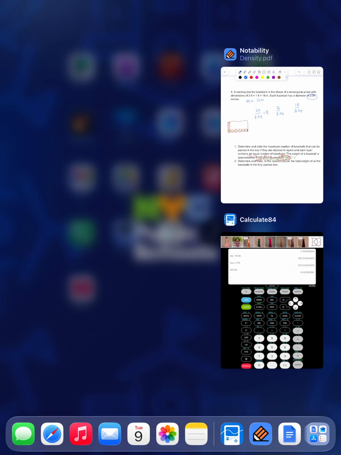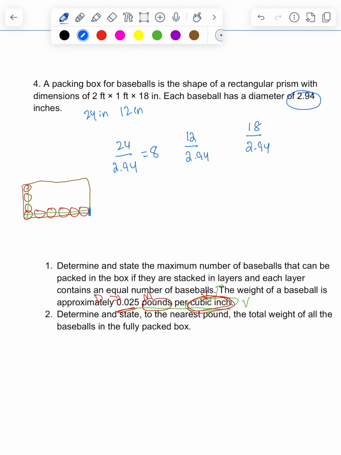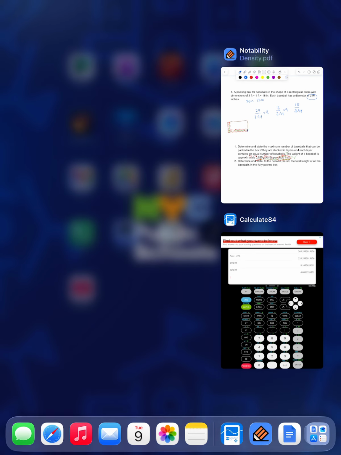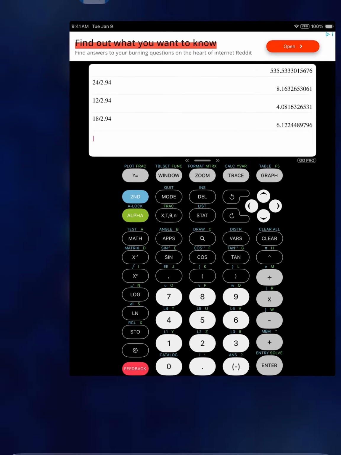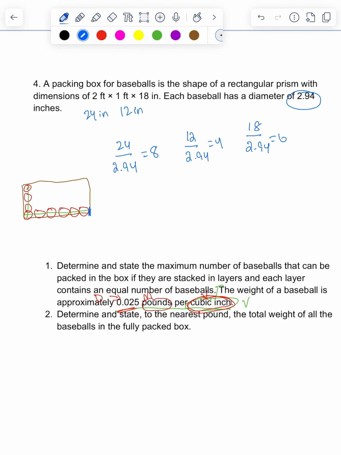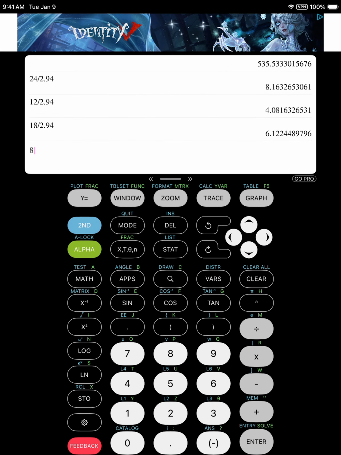And then we have 12 over 2.94. Using the same reason, that rounds down to 4. And then we have 18 over 2.94. Using the same reasoning, that rounds down to 6. So now if we use the volume formula for a rectangular prism, and we do 8 times 4 times 6, we get 192.